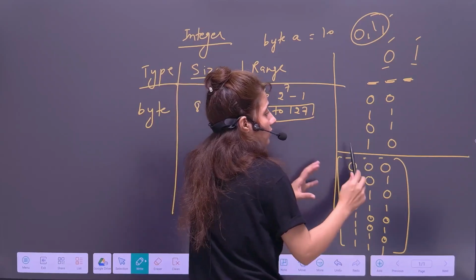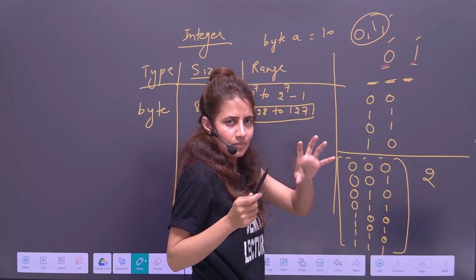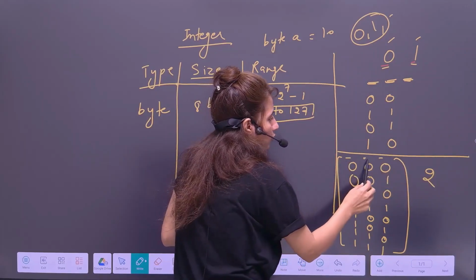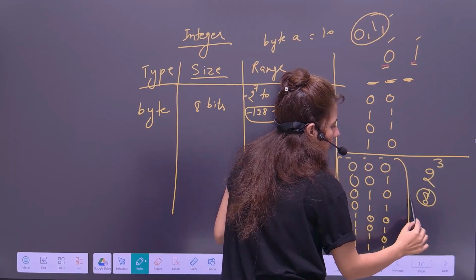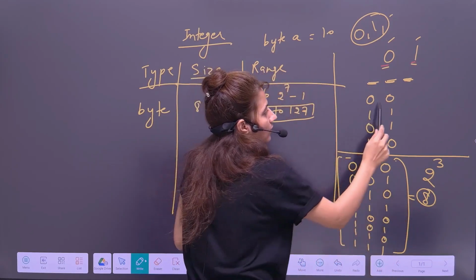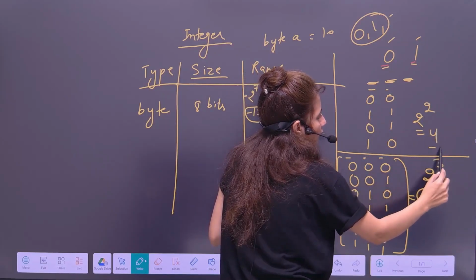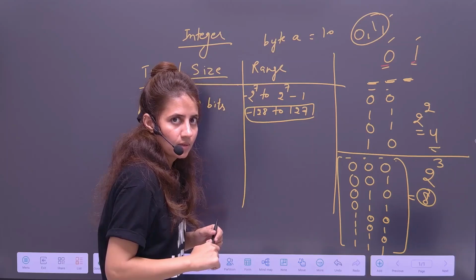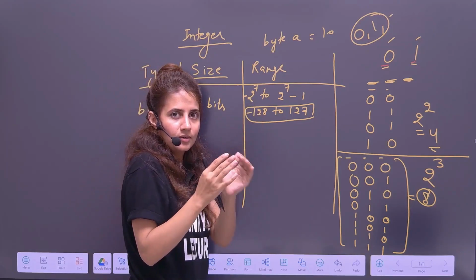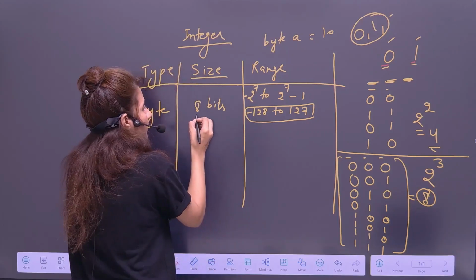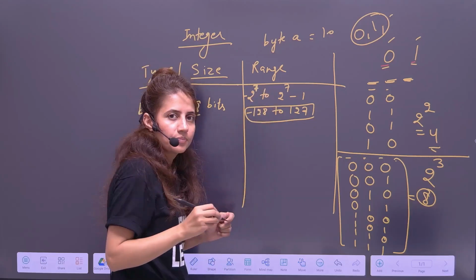Now the base is 2 because 0 and 1 means it's the binary system. With 3 bits, it's 2 raised to power 3, so 8 combinations. With just 2 bits, it's 2 squared, so basically 4 numbers we can represent. Here the base is 2 because we are obviously working in the binary system. Bits are 8, so here we have not 2 raised to power 8, but 2 raised to power 7.